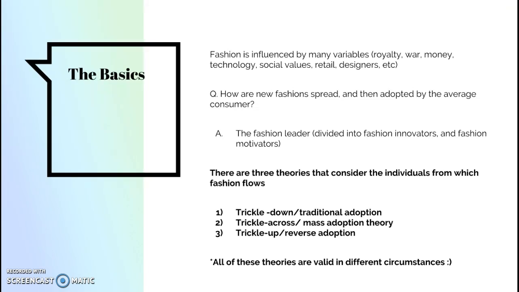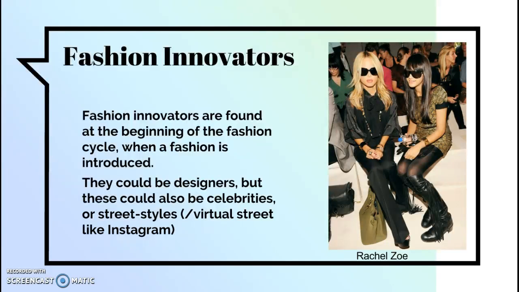So we're going to talk about three things in this unit. We're going to talk about trickle down, so starting at the top and moving down to the bottom. We're going to talk about trickle up, and we're going to talk about trickle across just a little bit. So all of these theories are valid. I'm not asking you to pick one. It's just certain circumstances have different theories that apply to them. So let's talk a little bit more about this in real life to make it make more sense.